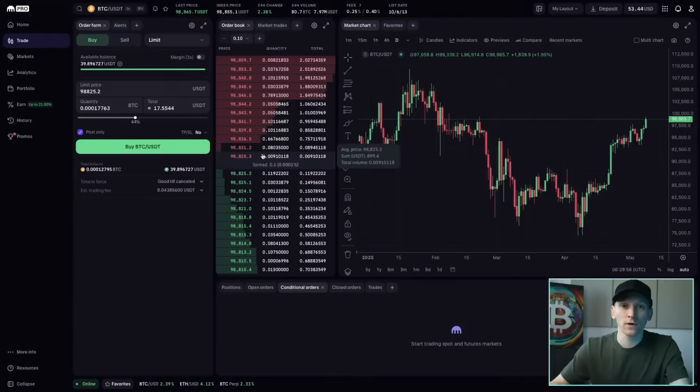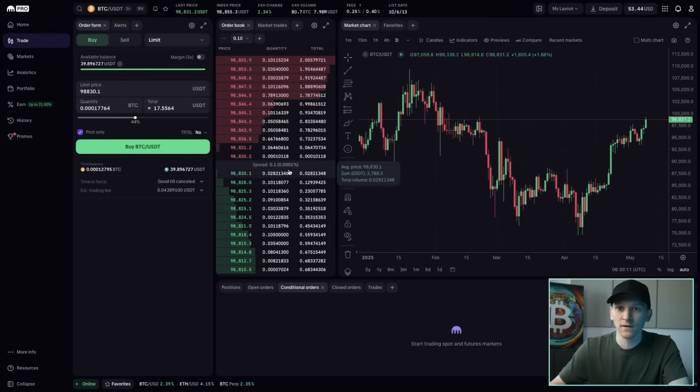I'll quickly explain what we're looking at here on the trading screen. So on the left-hand side, this is where we enter our order details so we can tell the system how we want to trade, how much we want to trade, and the price we want to trade at. And then you can buy or sell and enter your order, and that goes into the market.